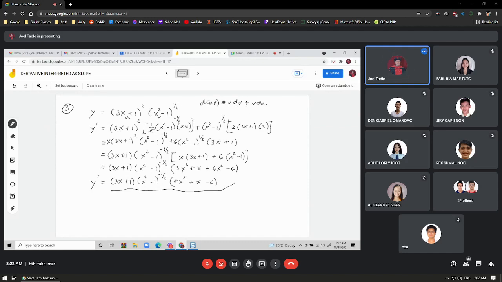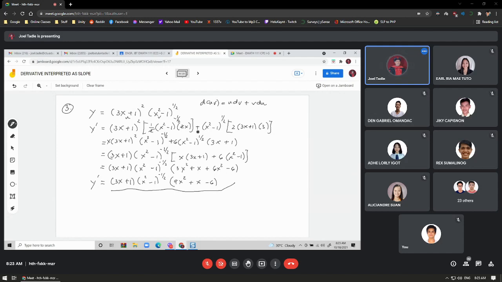So we copy U, quantity 3x plus 1 squared, then multiplied by the derivative of V. So using the power formula here, we differentiate the function V. So we have 1 half times quantity x squared minus 1 raised to a power of negative 1 half. Then multiplied by the derivative of the inside function, which is 2x.